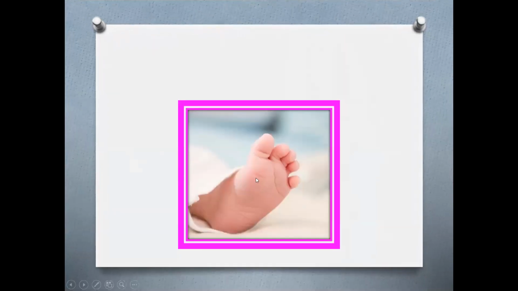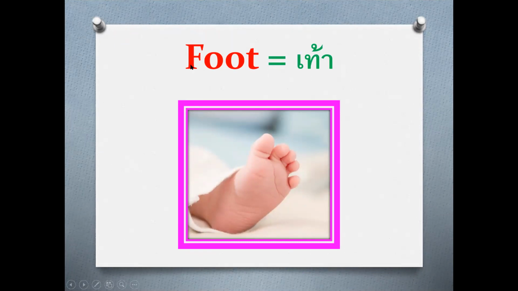Next, what picture is this? Very good. This picture of foot. The spelling is F-O-O-T. Read foot. Foot means read the Thai and see this picture for more understanding.